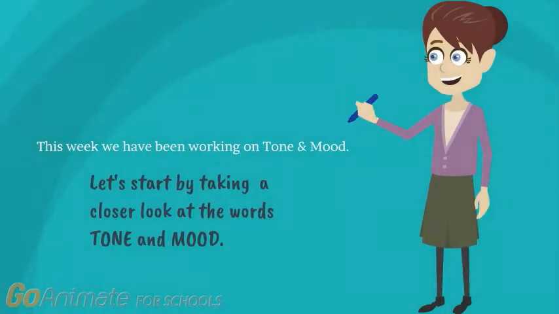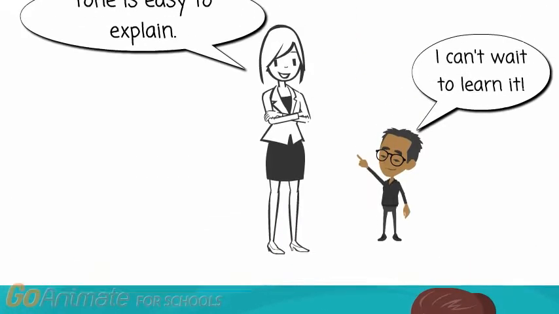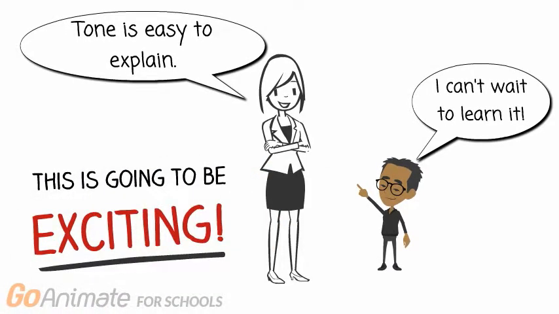This week, we have been working on tone and mood. Let's start by taking a closer look at the words tone and mood. Let's start with tone. Write the word tone 3 times on the sheet in front of you. Tone. Tone is easy to explain. I can't wait to learn it. This is going to be exciting.